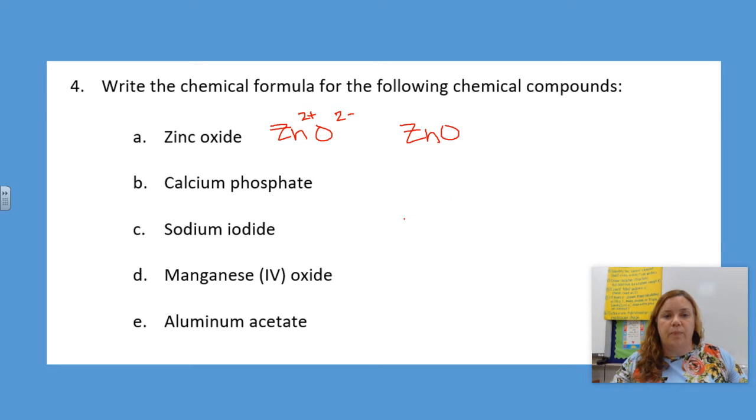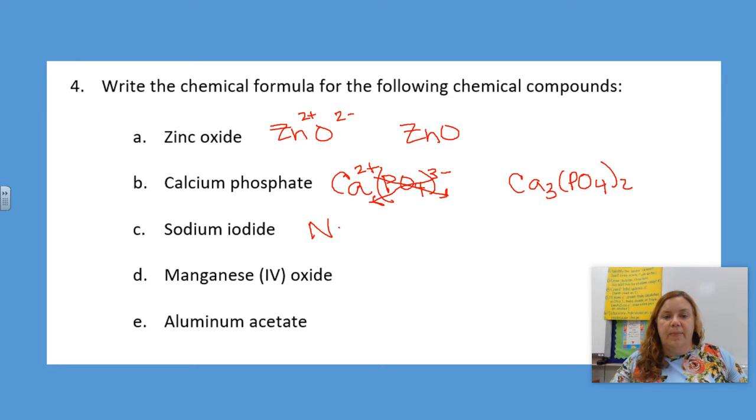So we have ZnO. Calcium phosphate, we have calcium, and then PO4. Phosphate has a 3- charge. Calcium has a 2+ charge, so we crisscross. So we get Ca3(PO4)2, calcium phosphate.